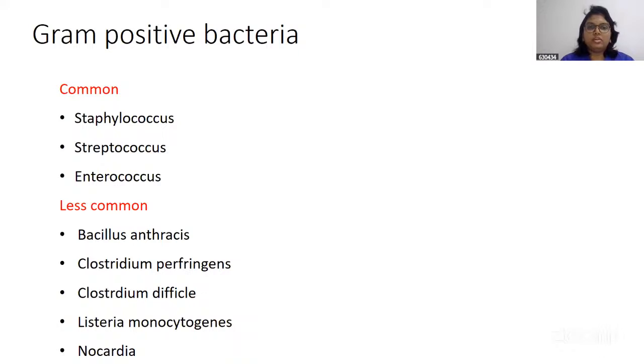Now, what are the common gram-positive bacteria we encounter in our practice? Most commonly, Staphylococcus, Streptococcus, and Enterococci species. The less common organisms are Bacillus anthracis, Clostridium perfringens, Clostridium difficile, Listeria monocytogenes. Most commonly, all these organisms are seen in immunocompromised and elderly patients, along with Nocardia and Actinomyces, etc. So the most common gram-positive bacteria we'll be discussing in detail.